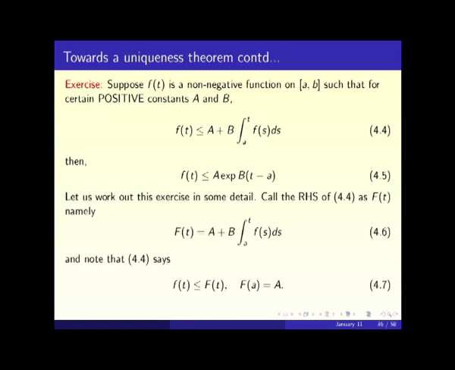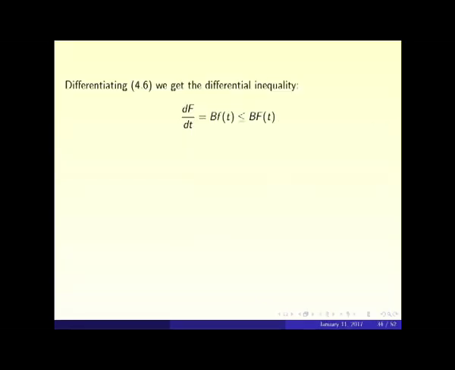Call the right hand side of 4.4 as capital F of t. Capital F of t is A plus B integral a to t f(s) ds. Then notice that little f is less than or equal to capital F, and capital F evaluated at little a is capital A. 4.7. What do you do next? Differentiate 4.6. Differentiate 4.6, what do you get? dF by dt equal to B f, right?